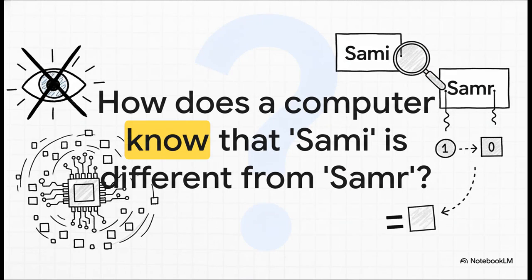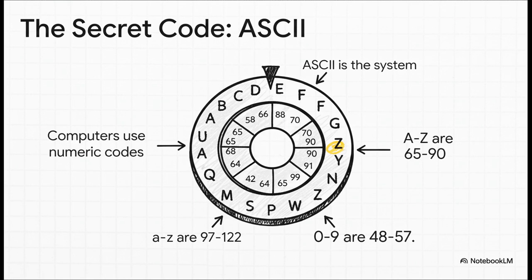How does a computer know that Sammy is different from Summer? I mean, we can just look at it and see the last letter is different, but a computer doesn't have eyes. It only gets numbers. So how does it compare words? Well, the secret is this really clever system called ASCII.